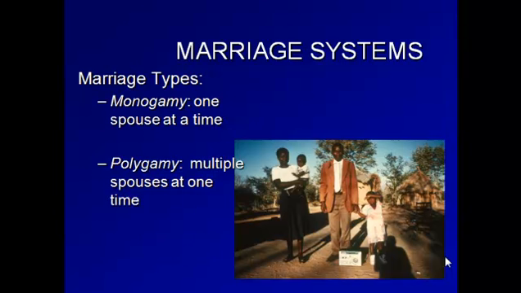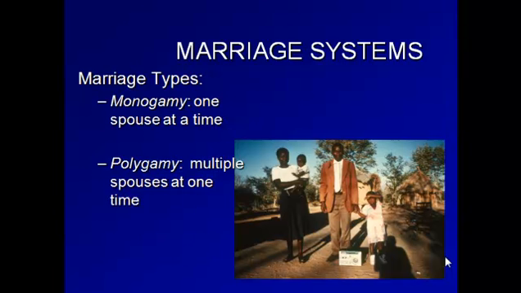So you're familiar with monogamy from the United States, for instance, where we are legally allowed to have one spouse at a time, and in order to change spouses or to add a new spouse, we need to divorce the first spouse. So monogamy is one spouse at a time. Polygamy is multiple spouses at one time, and this is an important distinction in words here.